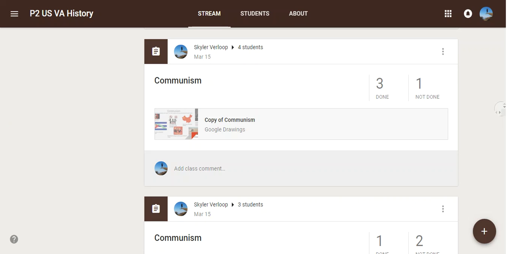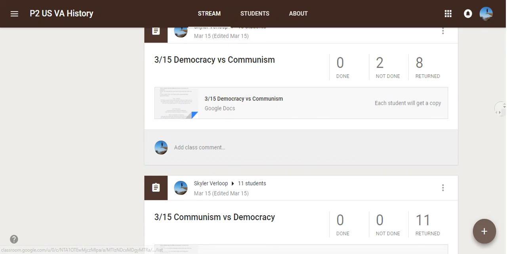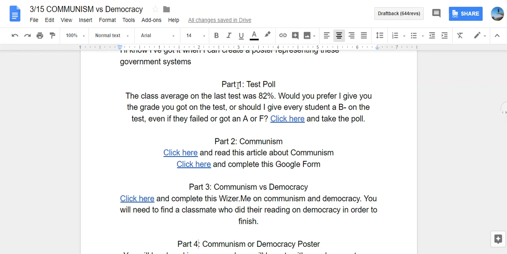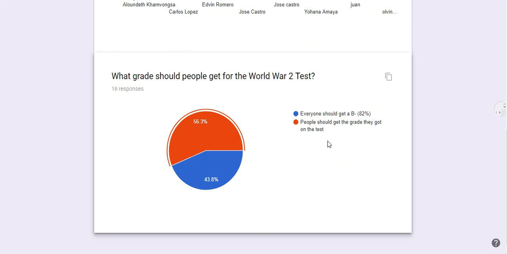When students come into the classroom, they open up a Google Doc, which is hyperlinked, and the first part that they do, they answer a question that simply asks the students what grade they should receive on the last test. The options were everyone should get a B-, or people should get the grade they got on the test, such as they got an A, they get an A. Students responded, and then we had a whole class discussion. Based off the results, we talked about why they are fair or maybe why some of these are not fair.